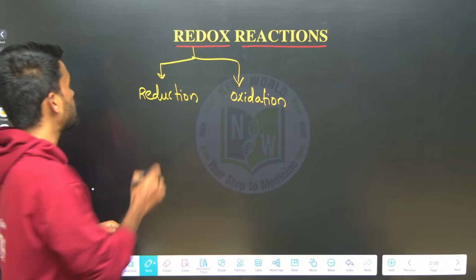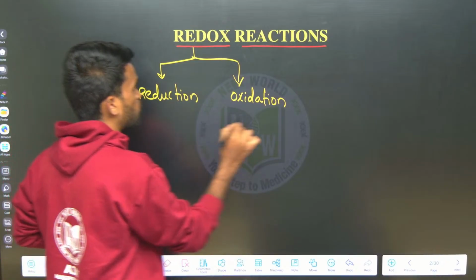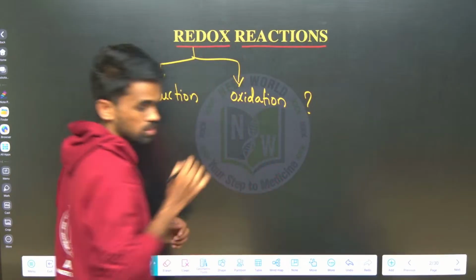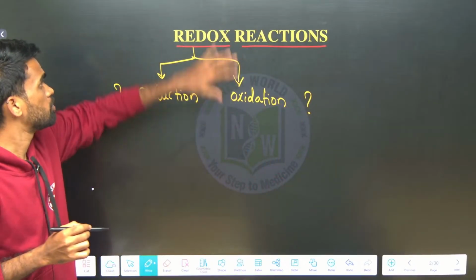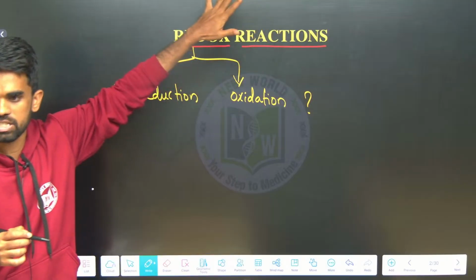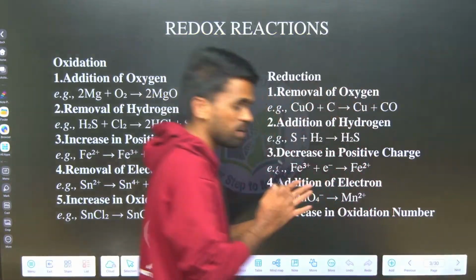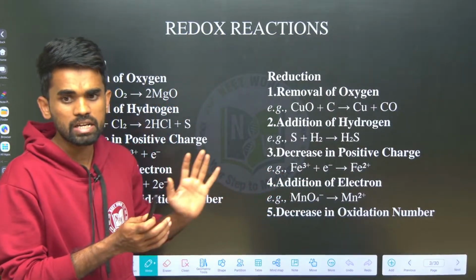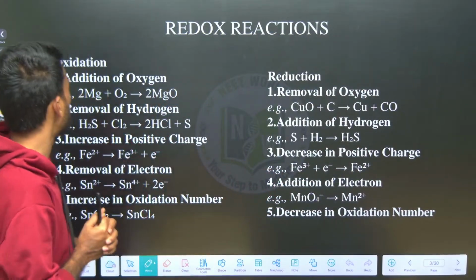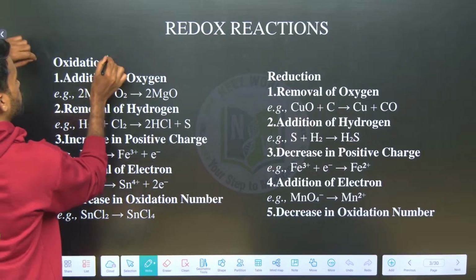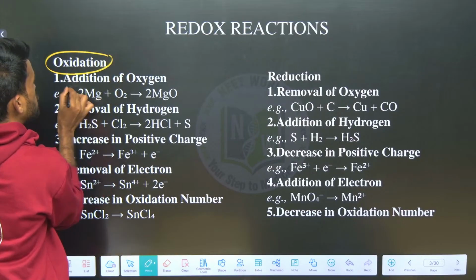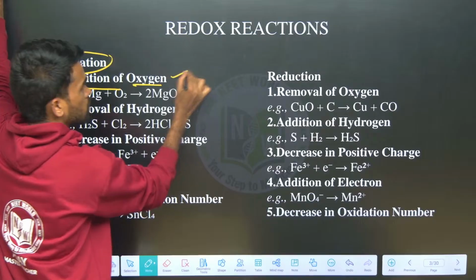Okay. So now what exactly is meant by reduction and what is meant by oxidation? We need to know these things first before going to study these redox reactions. We have different definitions for oxidation and reduction. So in terms of oxygen, when I say oxidation, addition of oxygen is called oxidation.